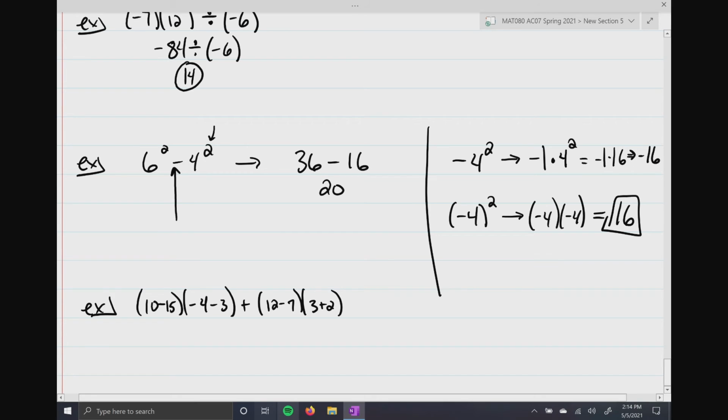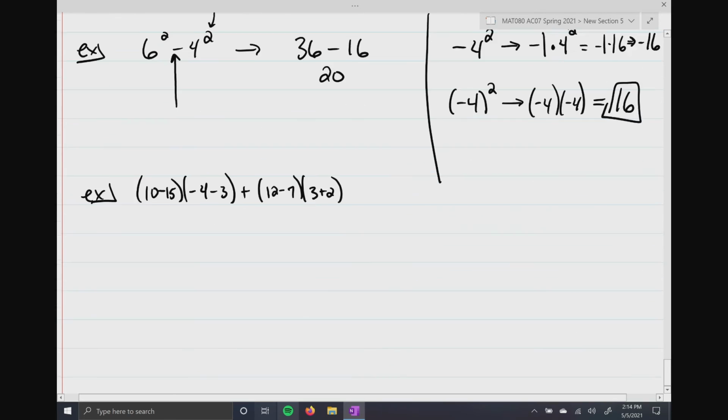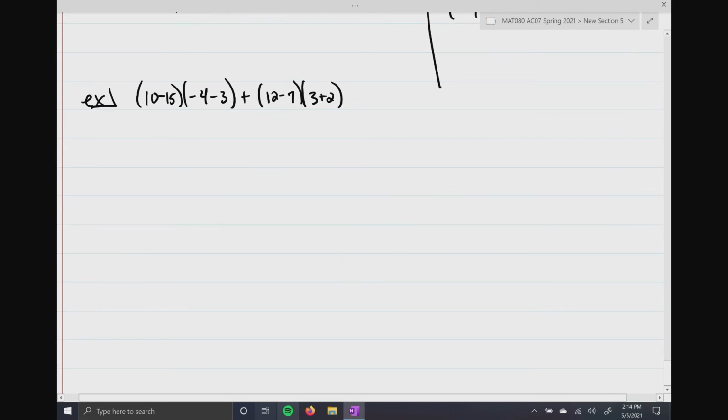All right, so we have the quantity 10 minus 15 times the quantity -4 minus 3, plus the quantity 12 minus 7 times the quantity 3 plus 2. So a lot of sets of parentheses. What's really nice about this, we can do all the work inside the parentheses for each set of parentheses at the same time. So the 10 minus 15 is -5.